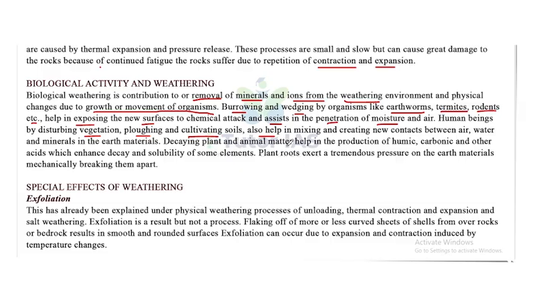Decaying plant and animal matter helps in production of humic, carbonic and other acids which enhance decay and solubility of some elements. Plant roots exert a tremendous pressure on the earth's material, mechanically breaking them apart.